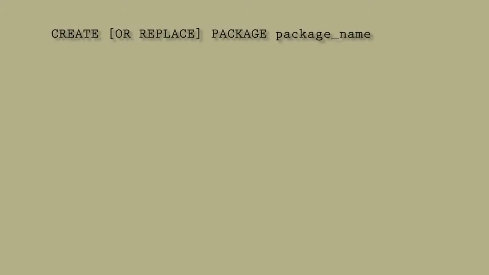This will be packages, a content area, a container. The package has two components to it, a header component and a body component. So you have a header and a body. The syntax to create is the same as we've been looking at. So you have create or replace, and then you have package, and then package name.